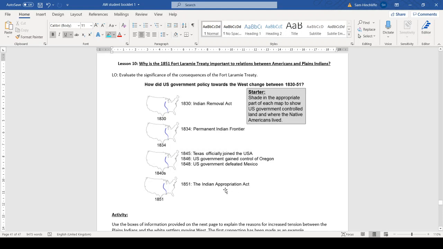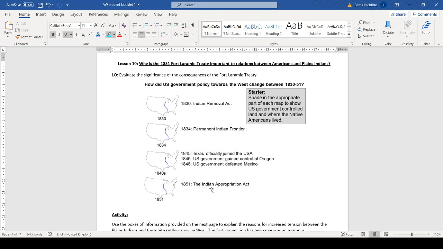Kind of comes to a head in 1851 when the US government signed the Indian Appropriation Act. And what this does is this sets funding aside to place Native Americans onto reservations. Reservations being those designated bits of land for Native Americans.